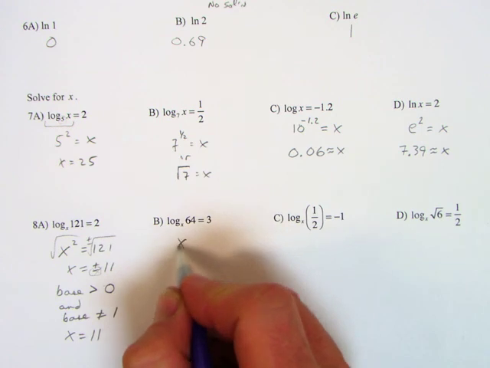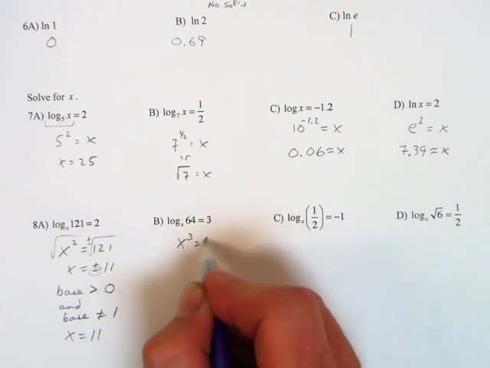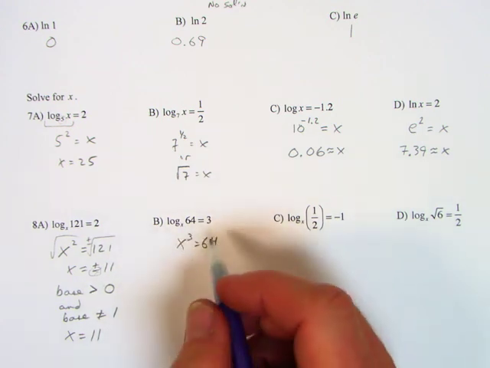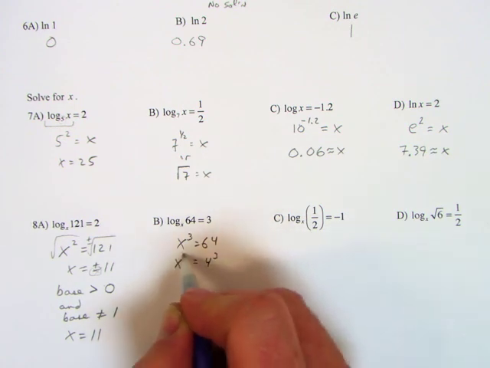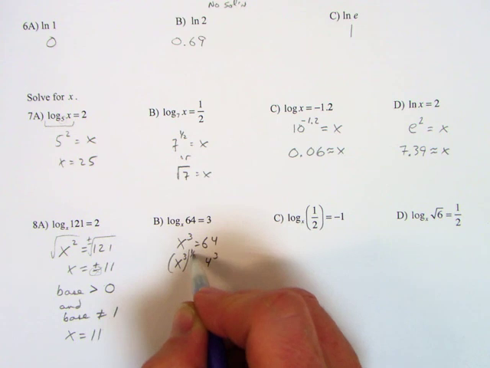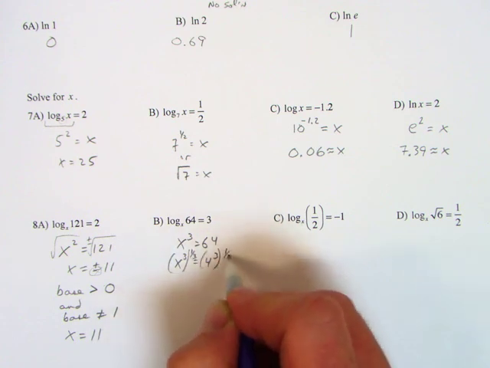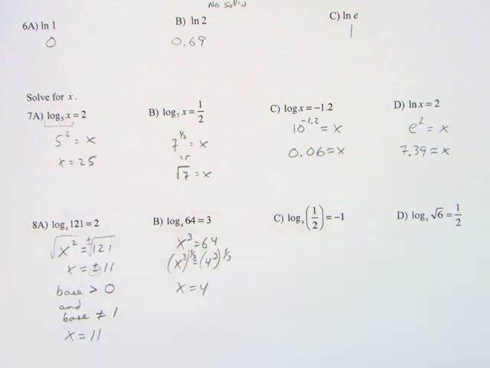Over here our base is x, our exponent is 3 equals 64. Now that is the same as 4 cubed, our cube root, and we know our answer is x equals 4.